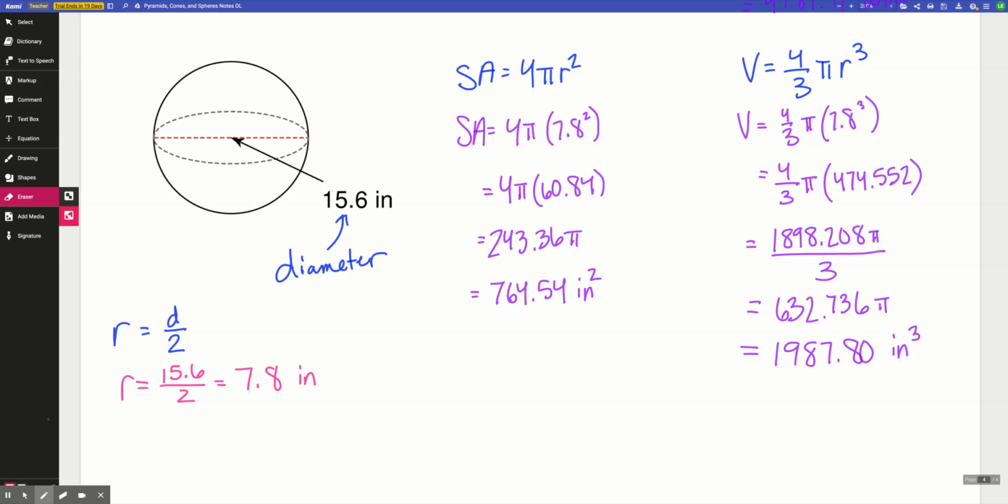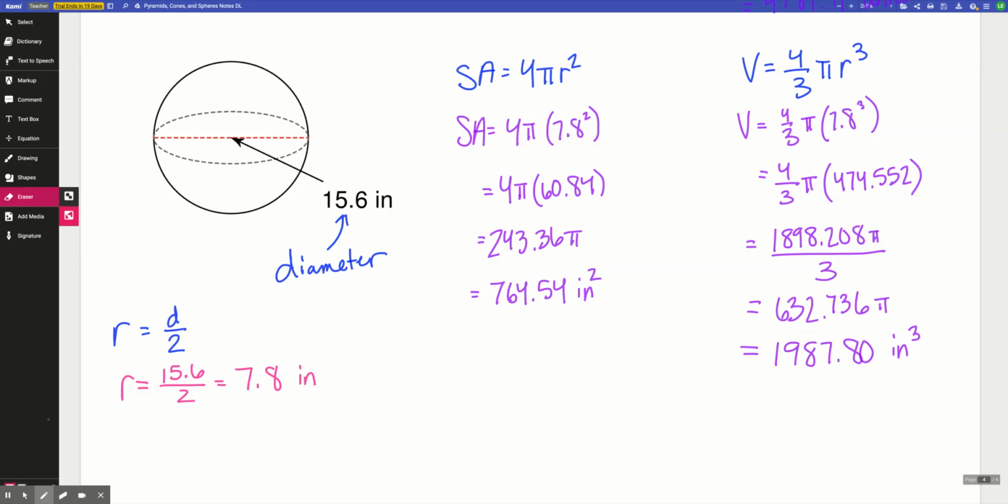and follow your order of operations. So for surface area, you have 4 pi times 7.8 squared. 7.8 squared is 60.84. 60.84 times 4 is 243.36. And then you still have that pi stuck on the end, so 243.36 times pi is 764.54, and then my units there is inches squared, because this is an area. Even though we're dealing with a 3D shape, this is still a surface area, okay?